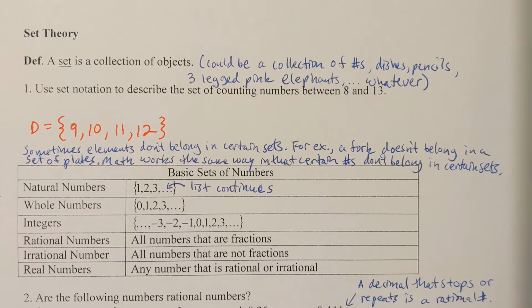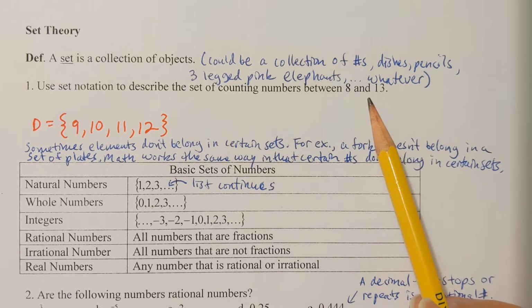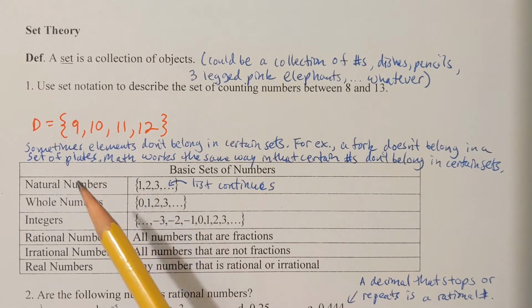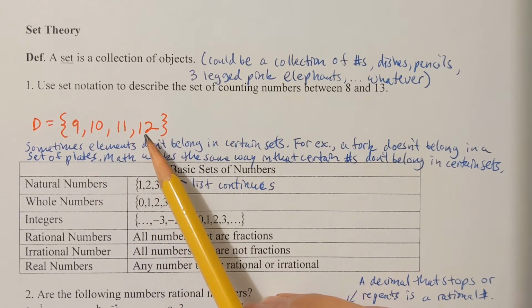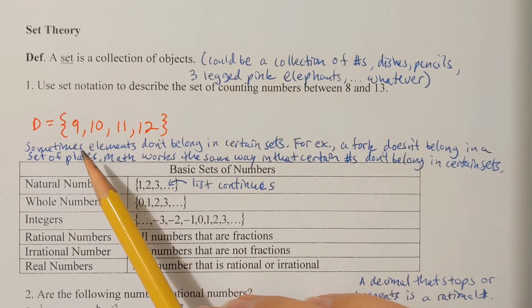Item 1, use set notation to describe the set of counting numbers between 8 and 13. Okay, so between 8 and 13 does not include 8 or 13. So I'm talking about the set containing 9, 10, 11, and 12. We use capital letters to denote a set, although we can call a set anything we want.